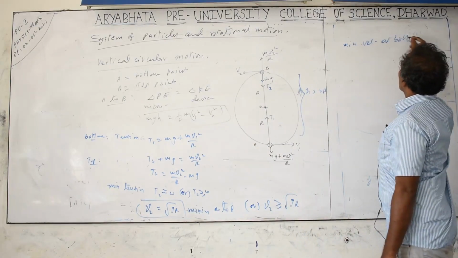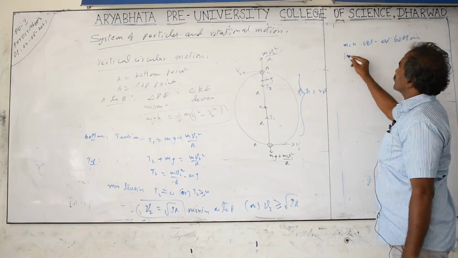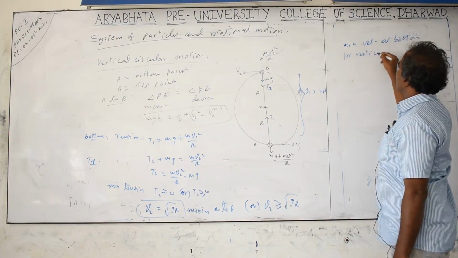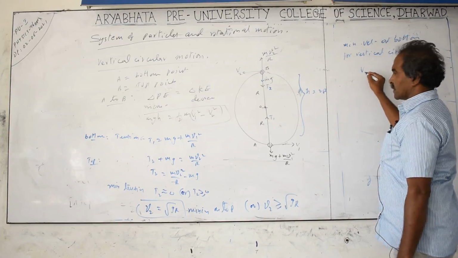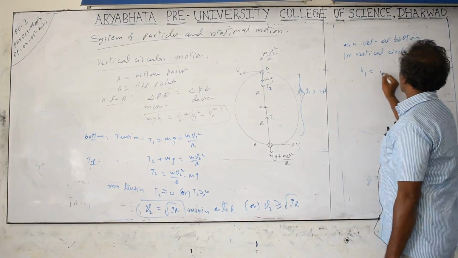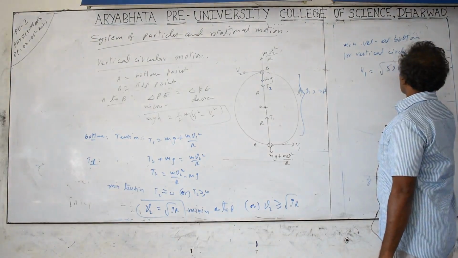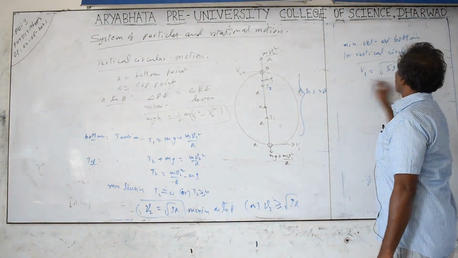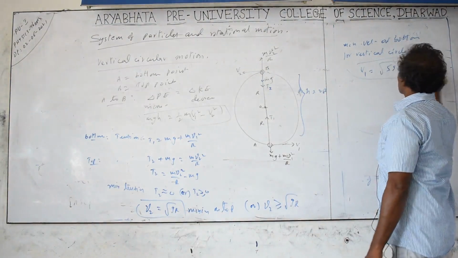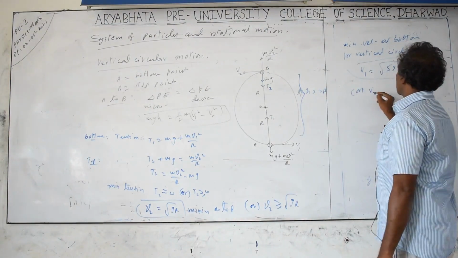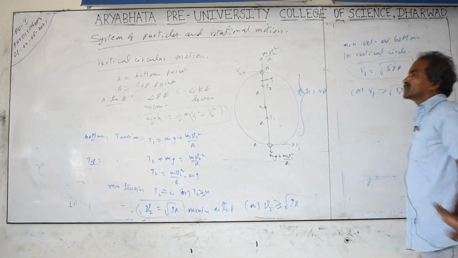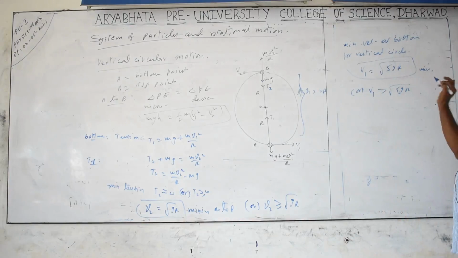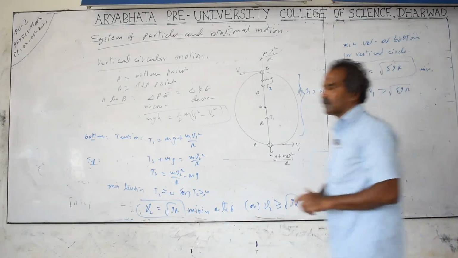The minimum velocity at the bottom for vertical circular motion, for completion of the vertical circle, is V1 equals root of 5gR. These are the minimum conditions, or it can be more than this, V1 greater than root of 5gR. The minimum condition required at the bottommost point is root of 5gR, and at the topmost point root of gR, just to complete the vertical circle.